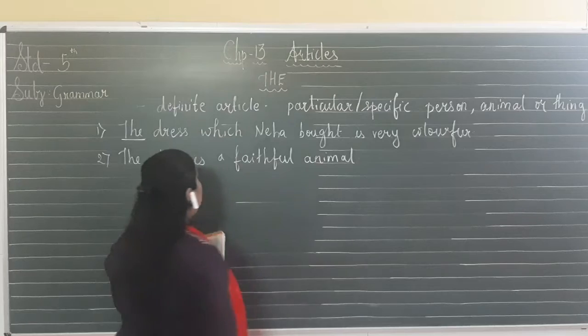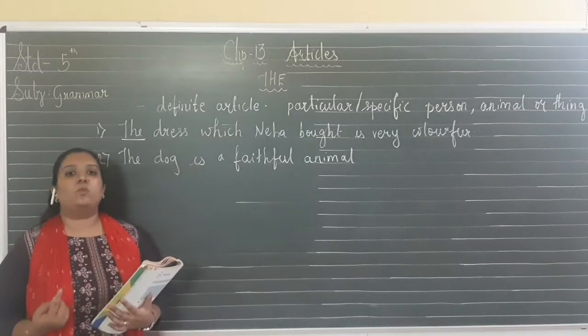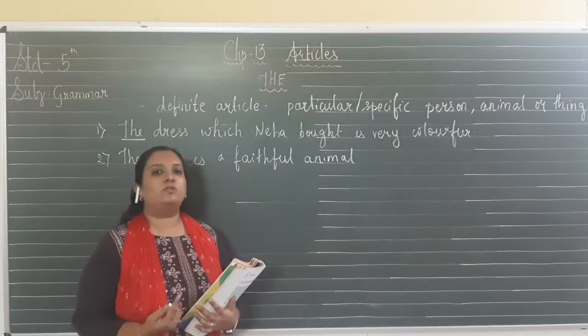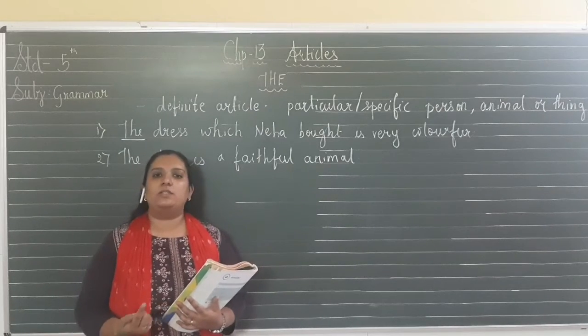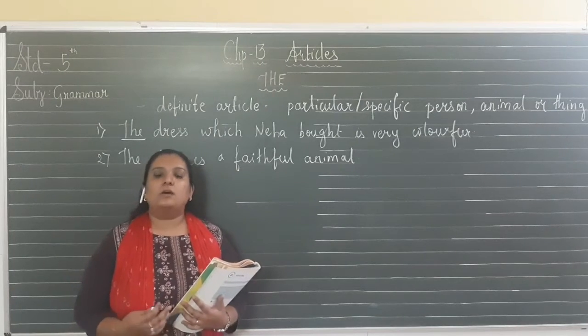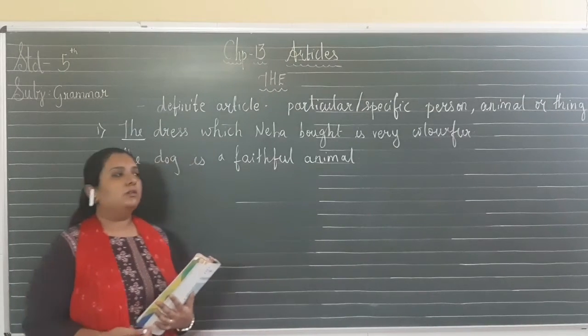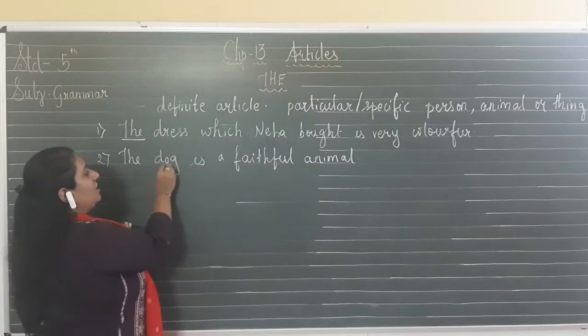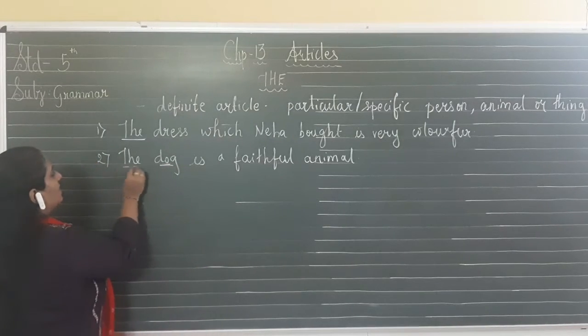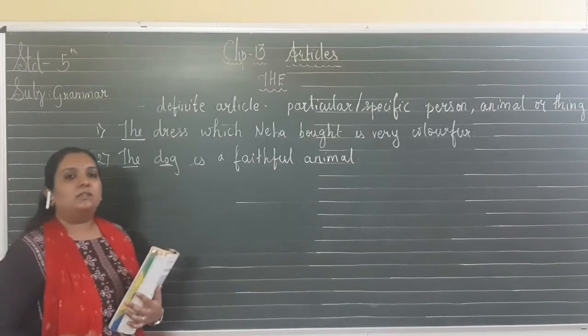Now here, I am not talking only about one dog. There is a pet dog at my house, but I am not talking only about my dog being loyal or faithful. I am talking about the whole dog class, the whole dog category. So the whole dog class is faithful. Whenever we are talking about the whole class, only there we can use article the. The dog is a faithful animal.